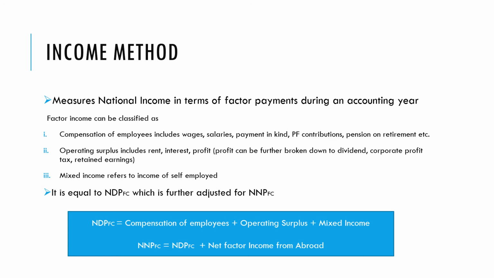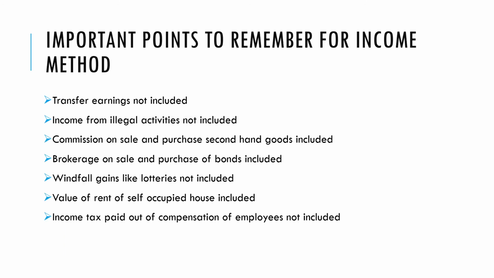So in this method, we arrive at net domestic product at factor cost by adding up compensation of employees, operating surplus, and mixed income. And to this net domestic product at factor cost, we will add net factor income from abroad to arrive at national income or NNP at factor cost.